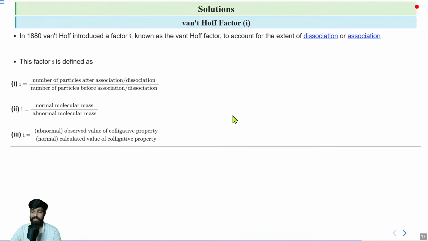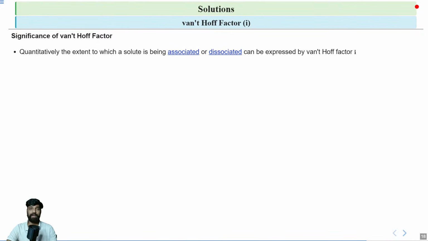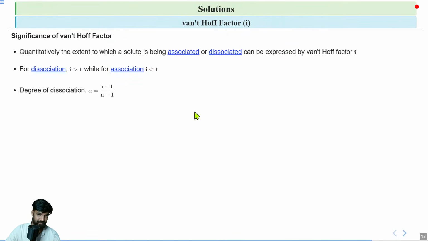Okay. So I hope it is clear to all of you. Now next, significance of Van't Hoff factor. First, it depends upon the association and dissociation, and it defines quantitatively to what extent your association or dissociation will occur. Now, if i is greater than 1, that means dissociation is occurring, that your number of particles is increasing. And if i is less than 1, then the number of particles is going down, that means association is taking place. Further, the degree of dissociation can be directly related to i.